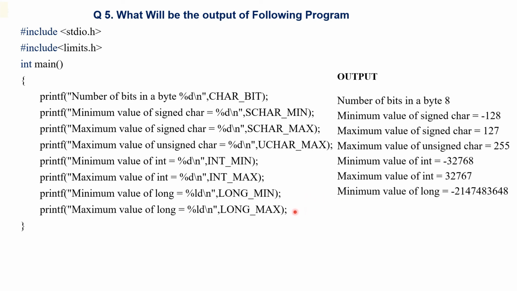Then consider the next printf where the LONG_MAX macro is used, which returns the maximum value of long. So the output for this printf function will be like this: maximum value of long equals this value. But here you should know that the output of this program will be compiler dependent.